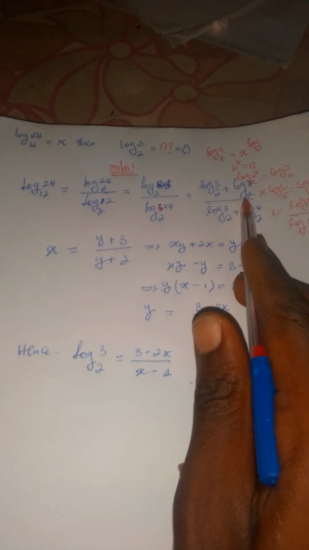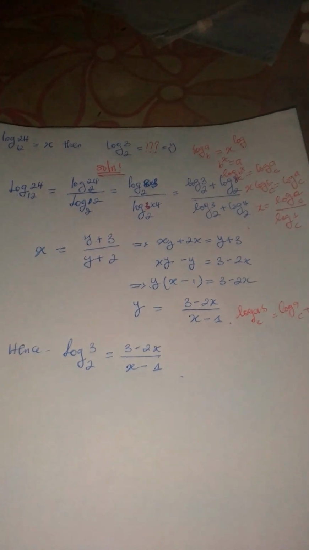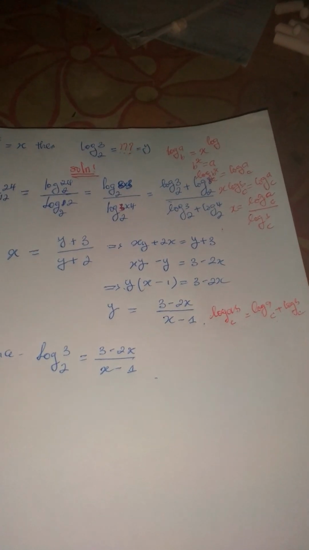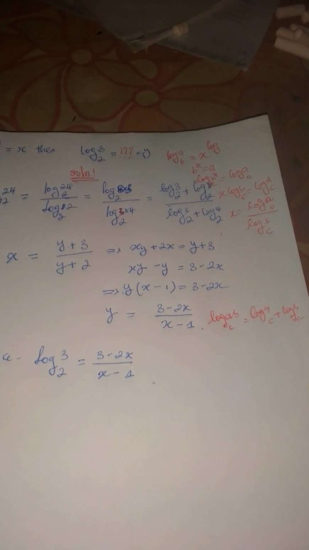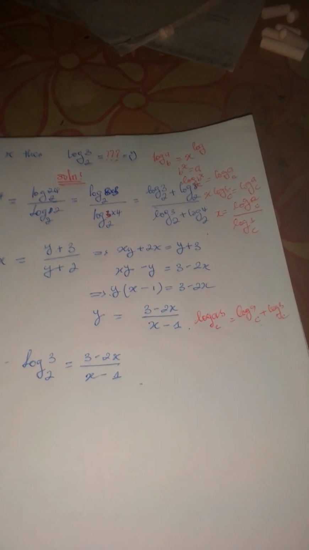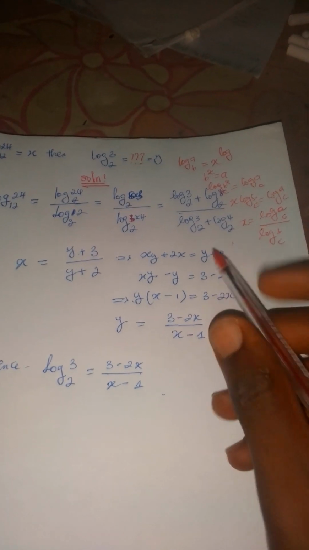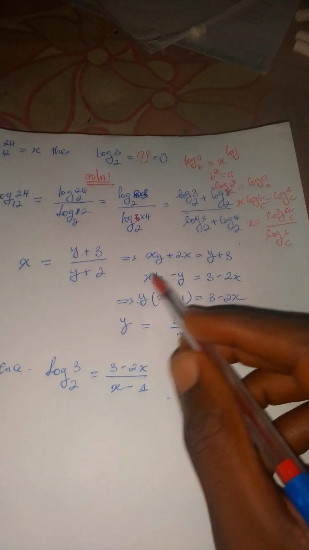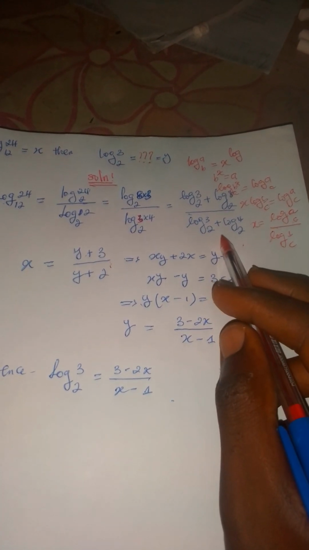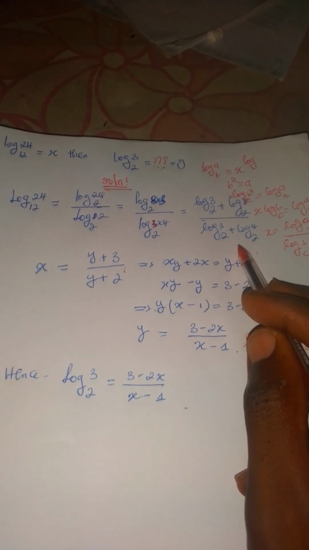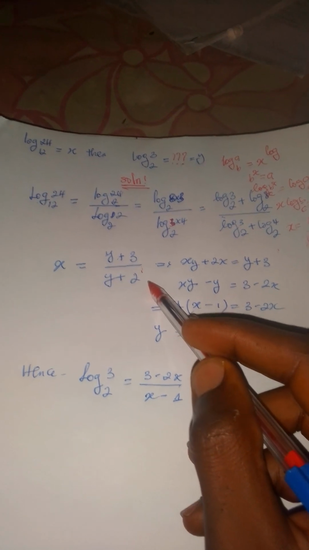What is log 8 base 2? Remember, the logarithm of a number is the power to which the base must be raised to give that number. What is that power to which you raise 2 to give 8? I think it's 3, right? So the logarithm of 8 base 2 is 3, so you replace it by 3. Same here, the logarithm of 4 base 2 is 2, because 2 raised to the power 2 gives 4.